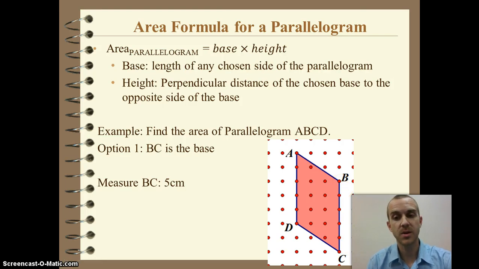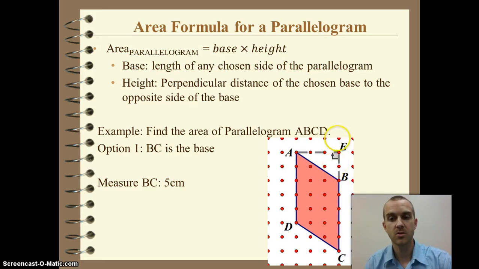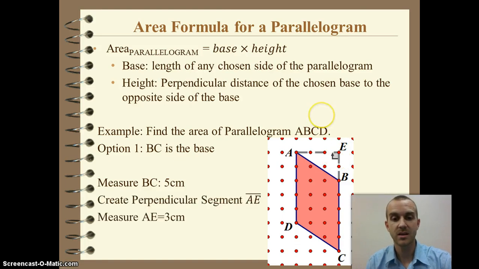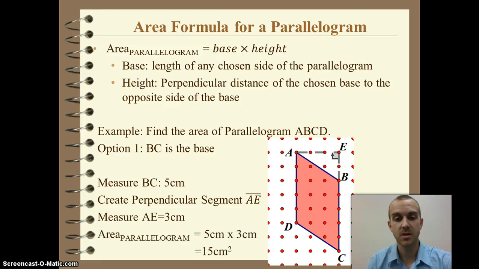Now I need to create the perpendicular height to the opposite side. Just like the other problem, I want to create that perpendicular segment, so I would draw in segment AE and measure it to recognize that it is 3 centimeters. So now area, base times height, will be 5 times 3, which is 15 square centimeters.